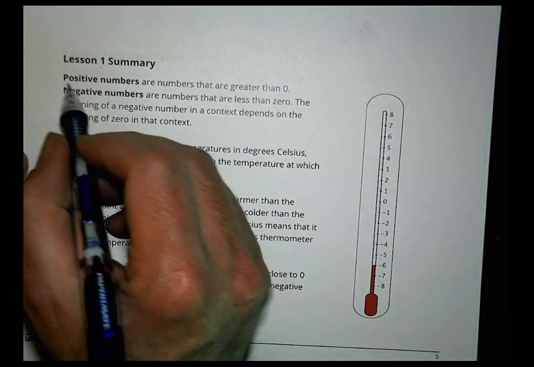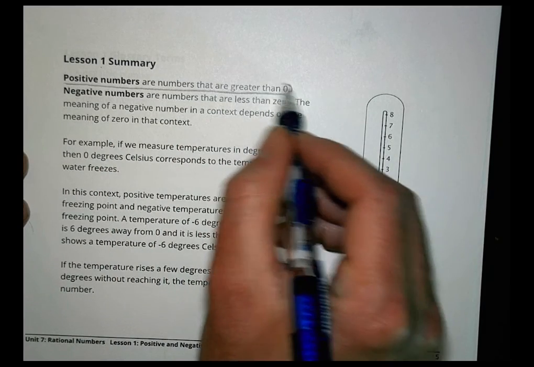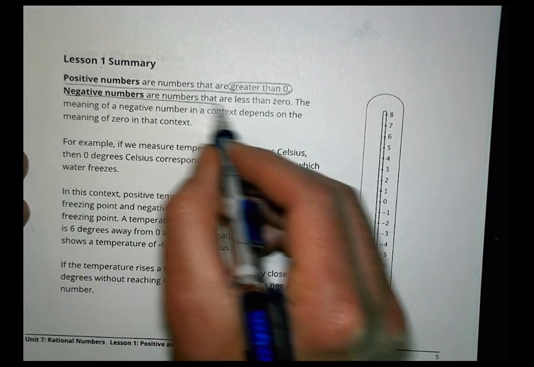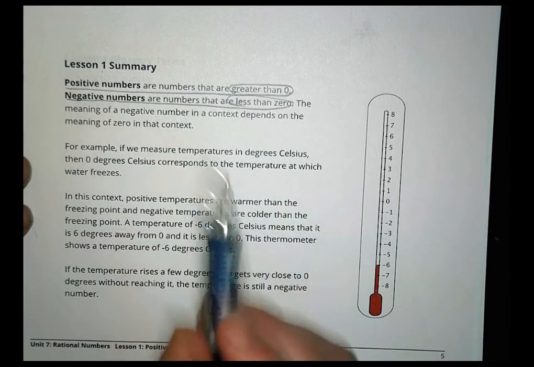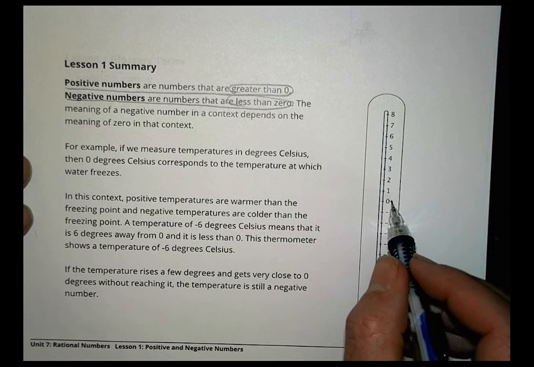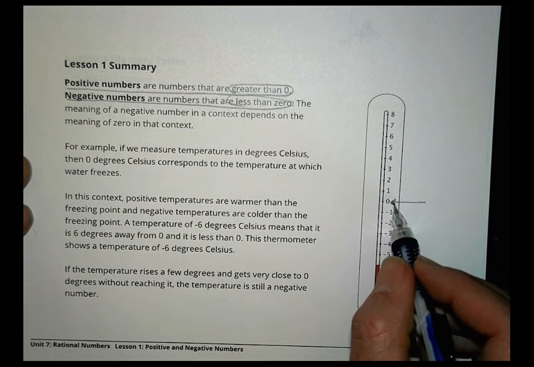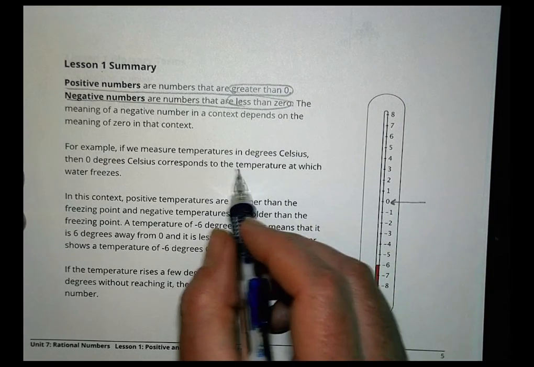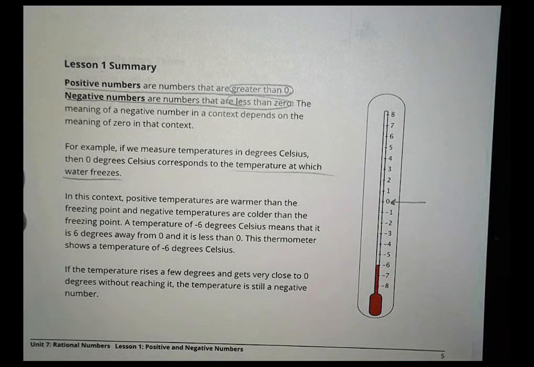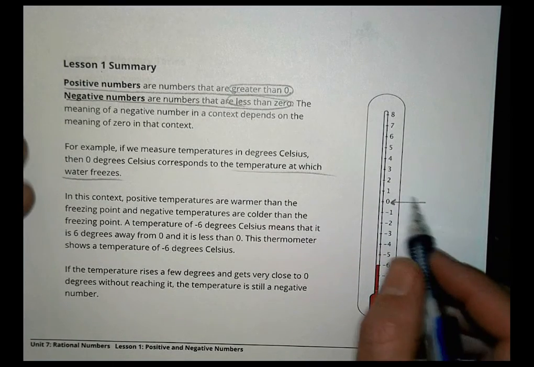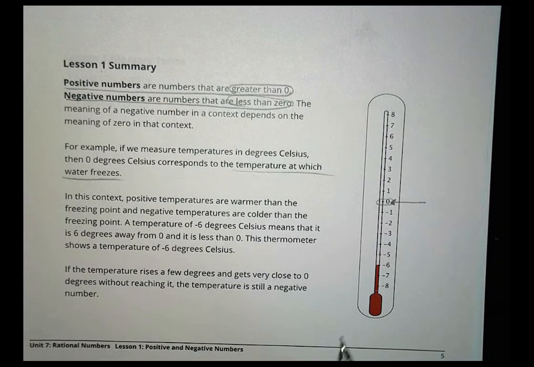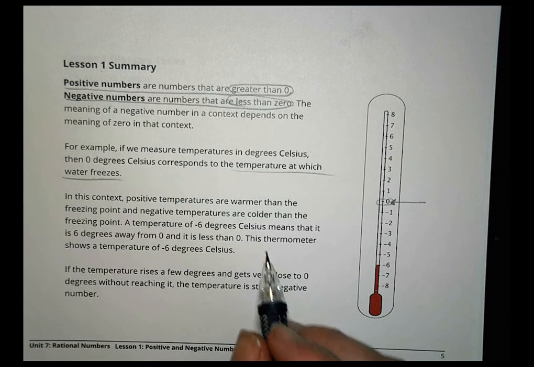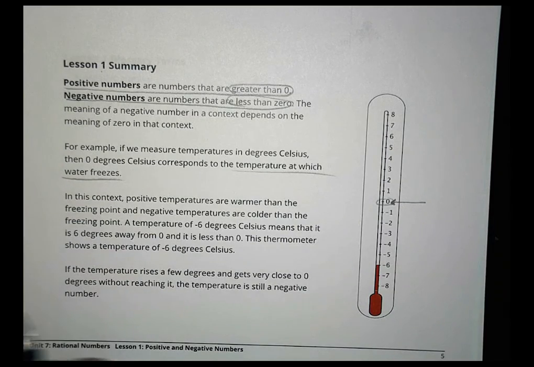Alright, so let's look at our summary. In summary, positive numbers are numbers that are greater than 0. Negative numbers are numbers that are less than 0. The meaning of negative numbers in a context depends on the meaning of the 0 in the context. So in the thermometer, the 0 meant the temperature at which water freezes. When we were talking about the elevation, the 0 meant sea level. So that 0 means different things depending upon what you're measuring and what you're working with, what they call the context. Okay, so that's the main point right there as well.